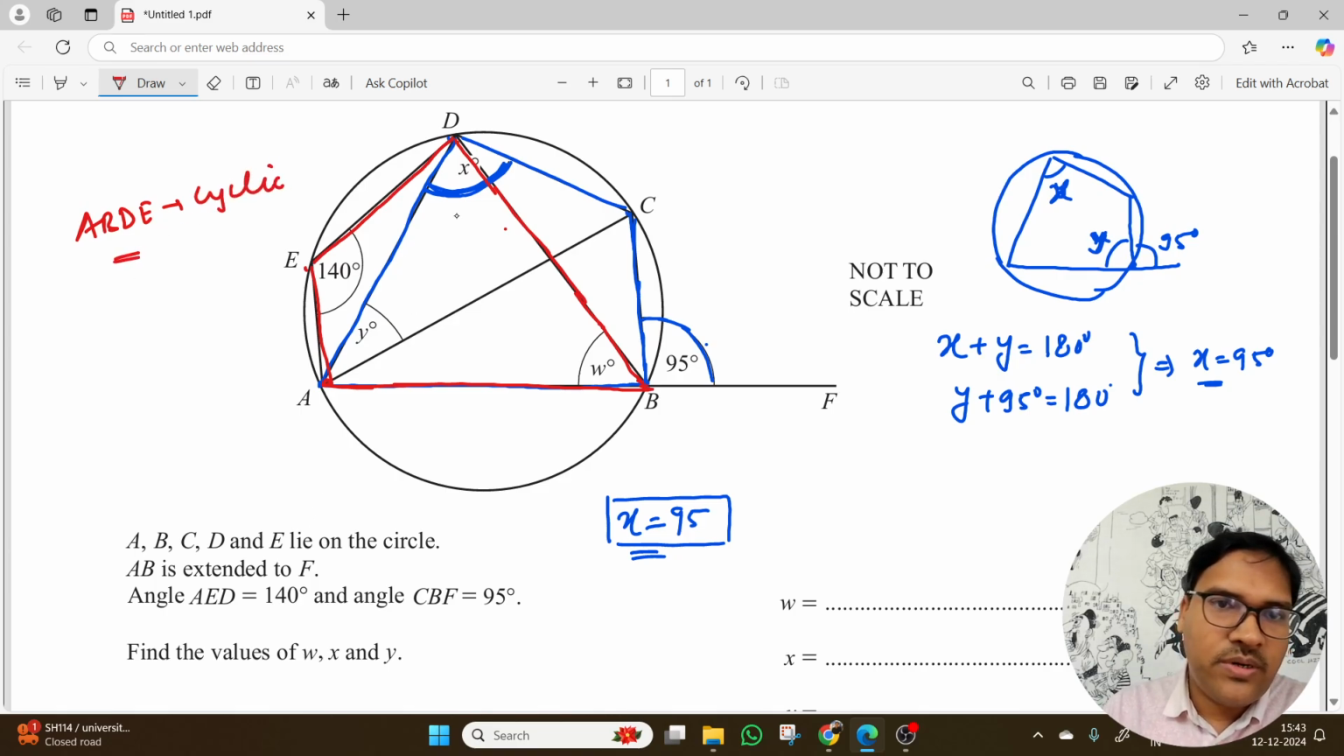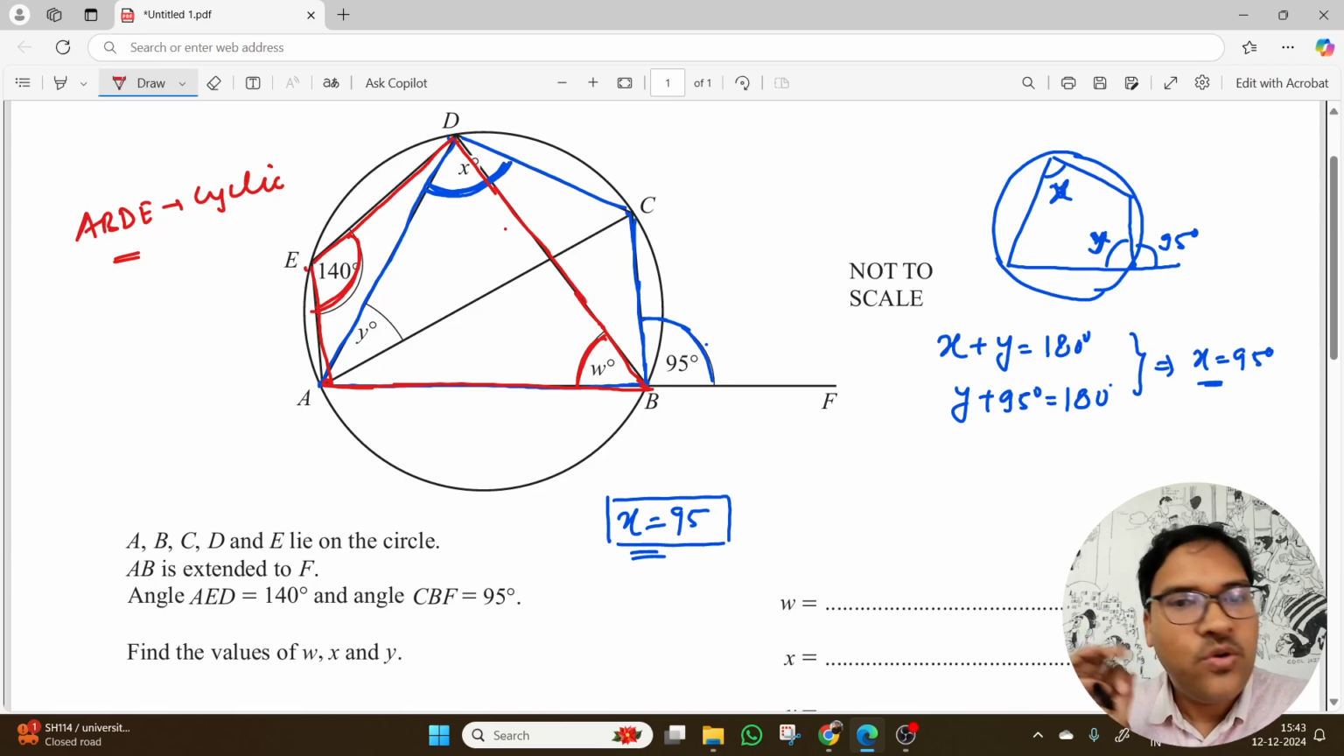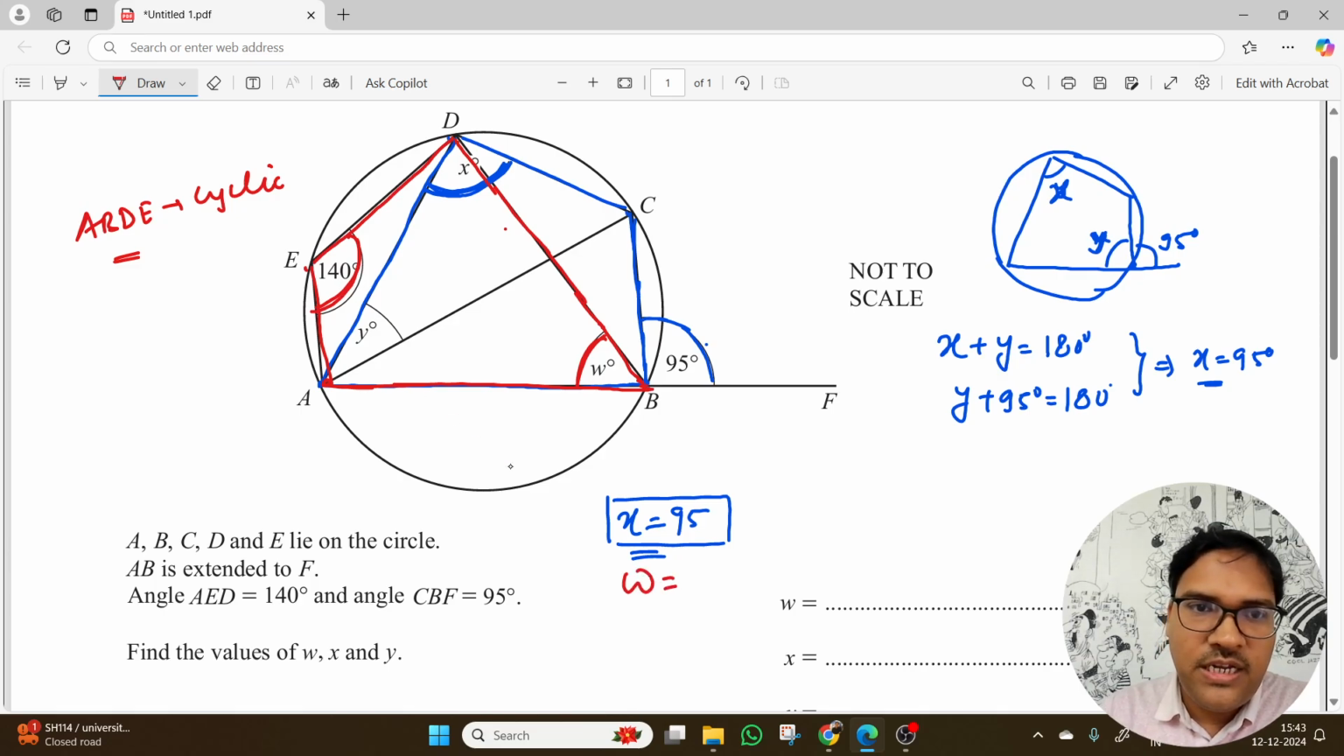Now, if this is a cyclic quadrilateral, you can see this angle and this angle. The sum of these two angles will be equal to 180 degrees. The property of cyclic quadrilateral: the opposite angles sum is equal to 180. So you can see what w is. w will be equal to 180 minus 140, which is equal to 40 degrees. So w is equal to 40. So we got this also. This is 40 degrees, right?